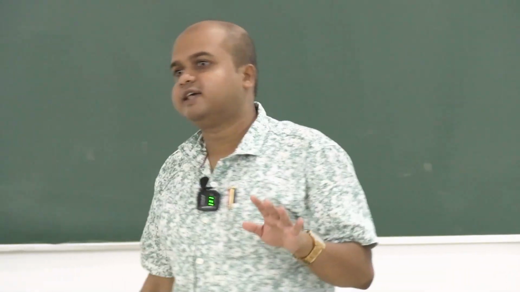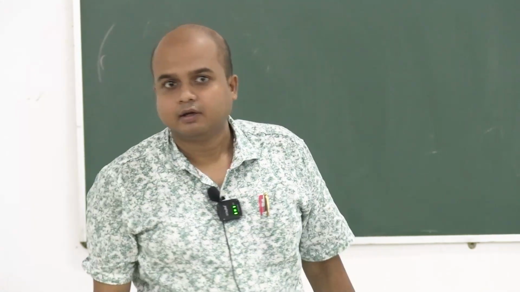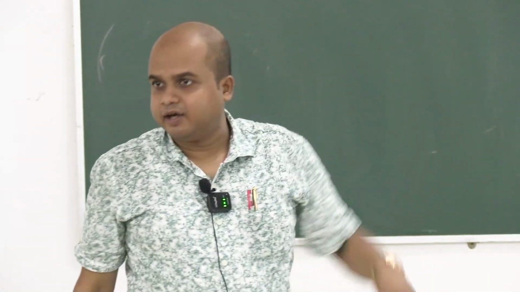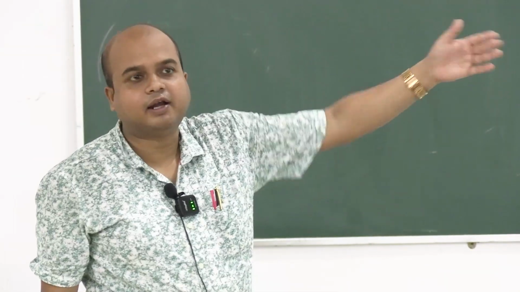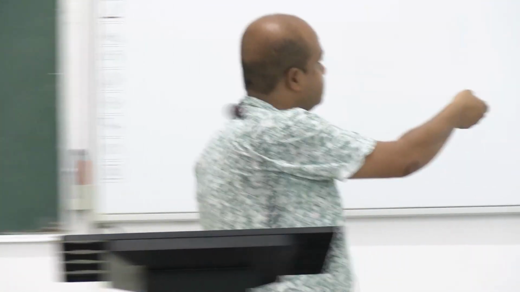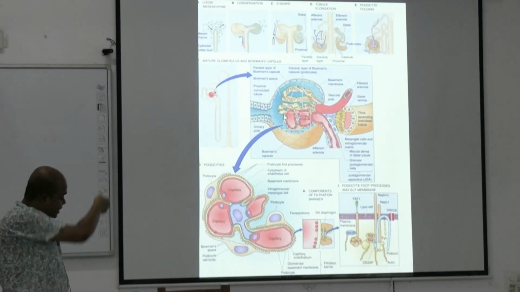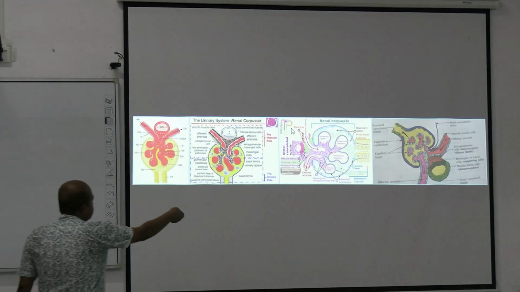If we go on discussing, it can take 5, 6, even 10 classes, including the embryological development, the mesenchymal development, whatever was there in this picture: loose mesenchyme, condensation, how these parts are being formed.